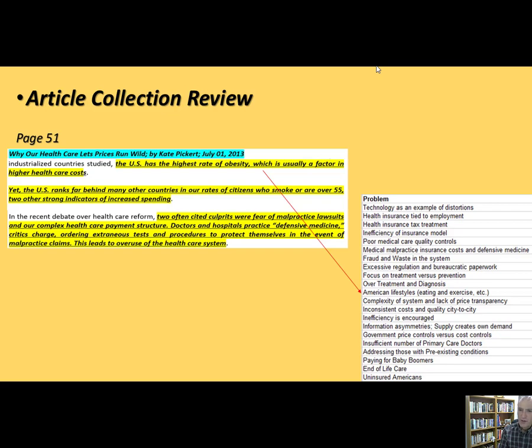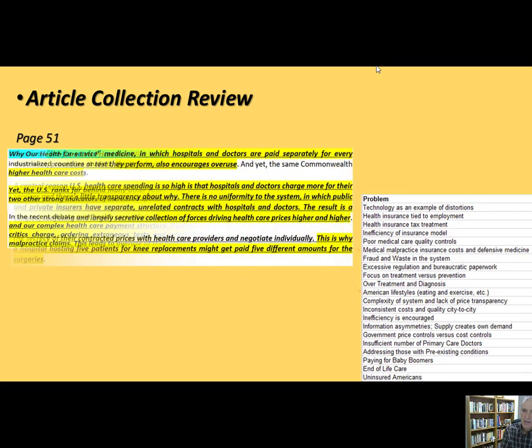So the two often cited culprits were fear of malpractice lawsuits and our complex healthcare payment structure. Doctors and hospitals practice defensive medicine. So there's something related to Medicare and malpractice. But why do we have this complex structure where we're overusing insurance? I'm going to argue it's the tax code, so we'll have to talk about the tax code here.